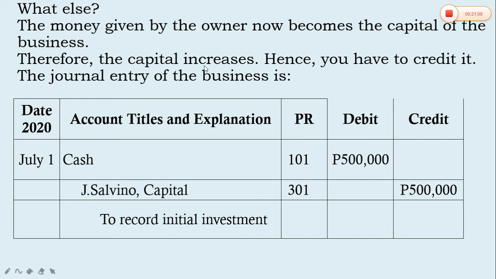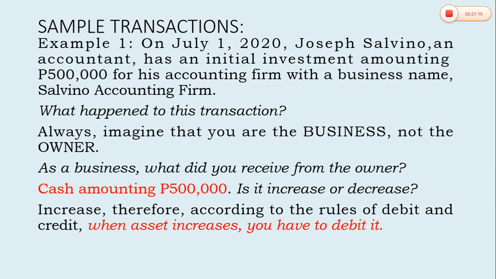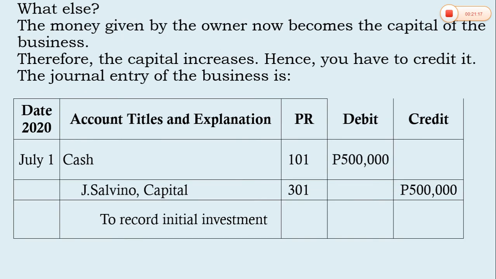Okay, again, why did we debit cash, 500,000? Because the business, Salvino Accounting Firm, received 500,000 from the owner. Sorry for the noise, okay? So, let's proceed. So, you have the credit account title, the capital. Because, aside from the cash, the capital of the business also increased. Yes? Okay?